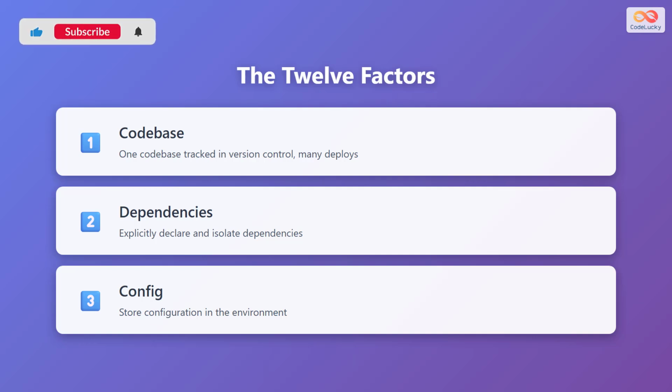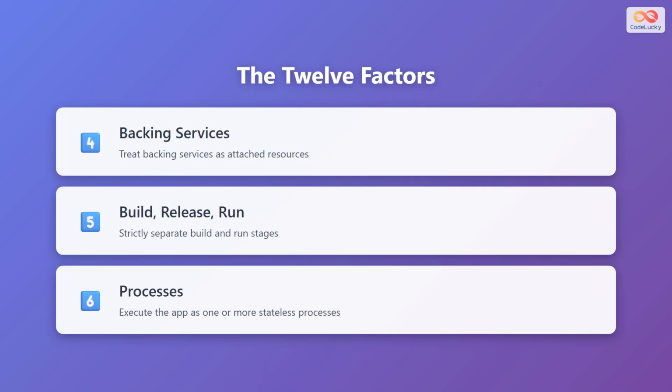Factor number 3 is config. Store all configuration in the environment, not in your code. This includes database credentials, API keys, and environment-specific settings. Configuration should be injected through environment variables, keeping your code base clean and secure. Factor number 4 is backing services. Treat all backing services as attached resources. Whether it's a database, message queue, or external API, your application should access these services through URLs or connection strings stored in configuration. This allows you to swap services without changing code.